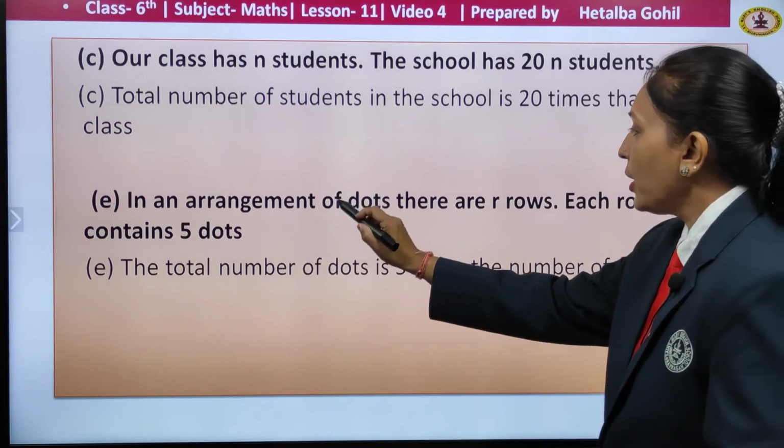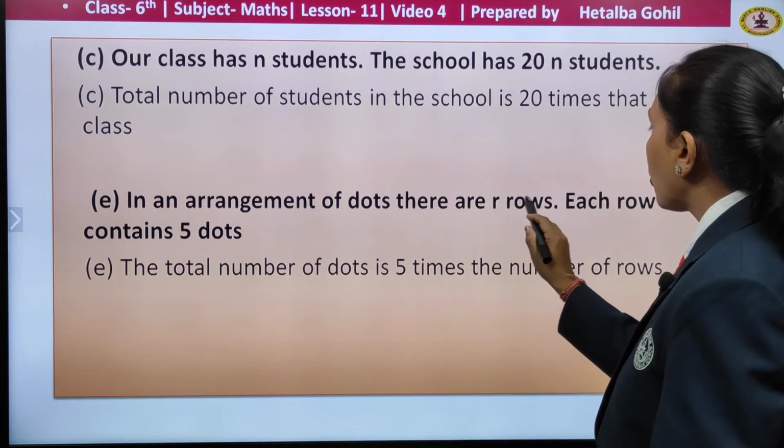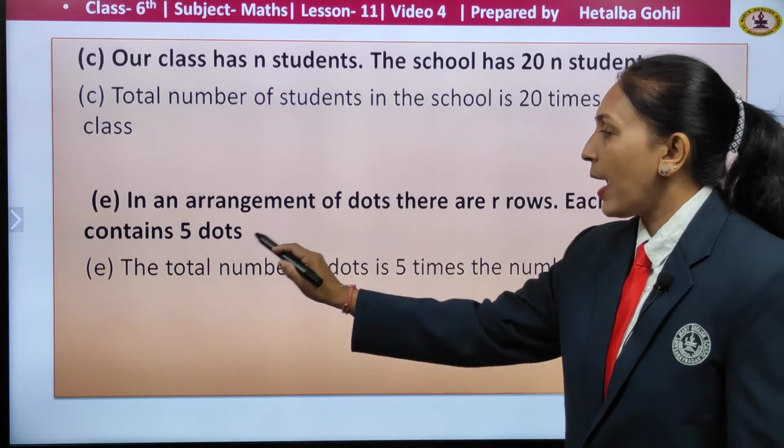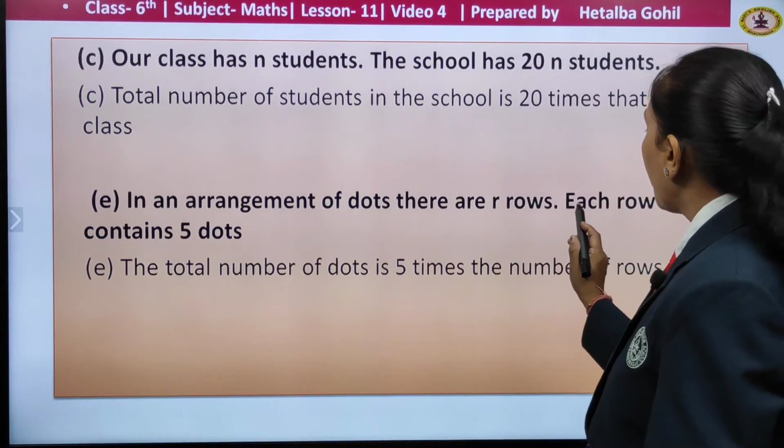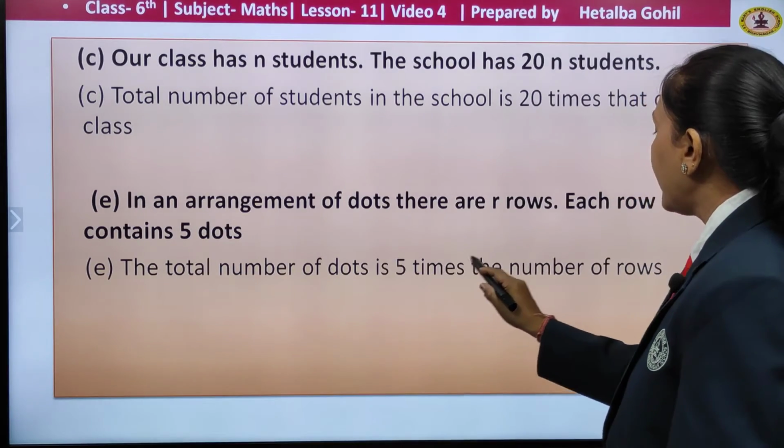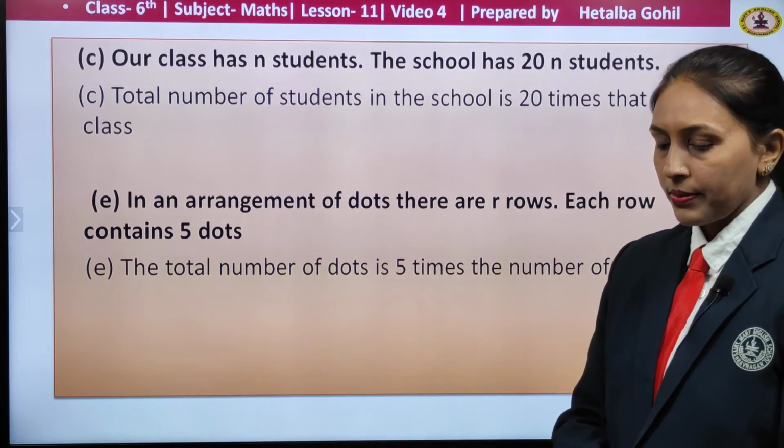Similarly, in an arrangement of dots, there are R rows. Each row contains 5 dots. So what will I write? The total number of dots is 5 times the number of rows.